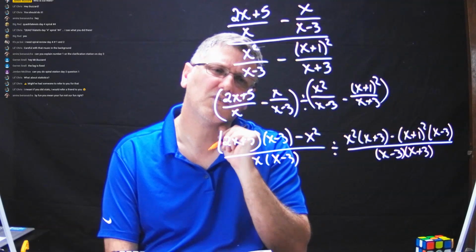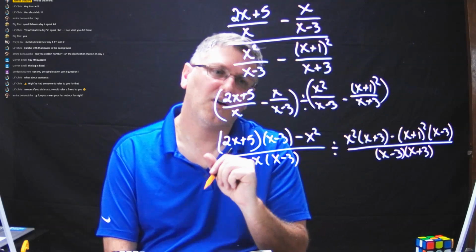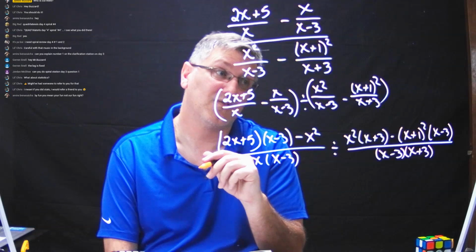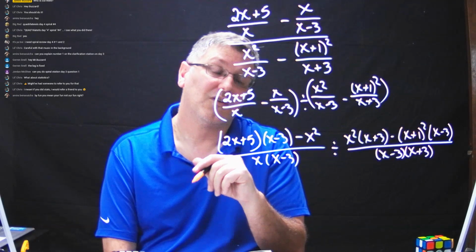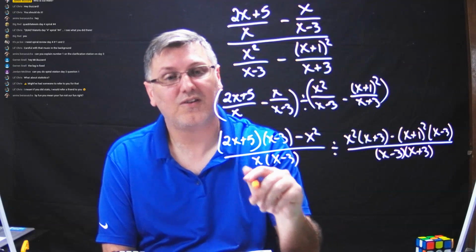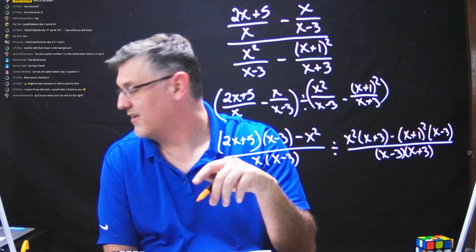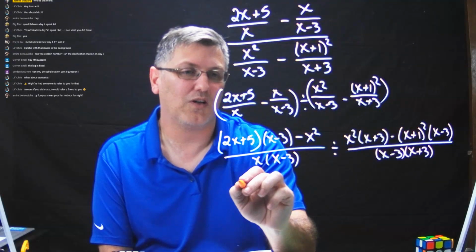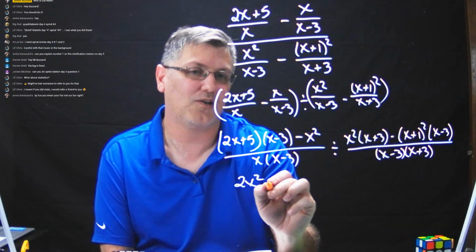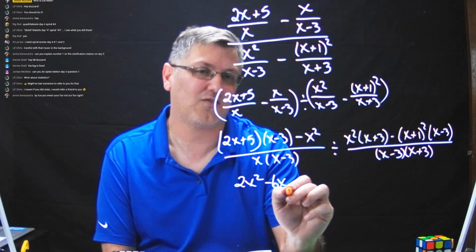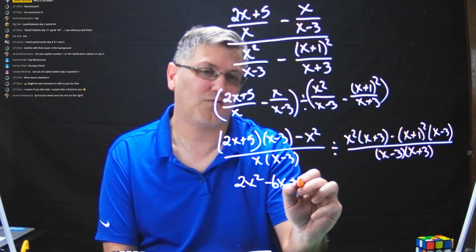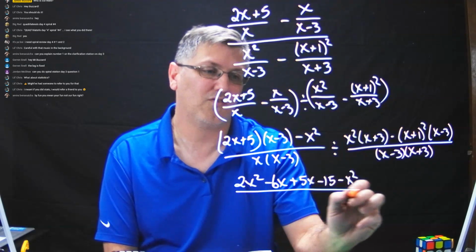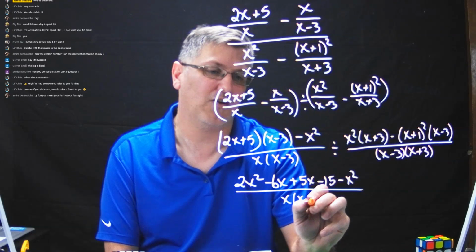All right, I want to see one thing that cancels. That's a plus. Man. Why'd I do this to y'all? Here we go. I'm just going to distribute everything on top. So I'm going to get 2x squared minus 6x plus 5x minus 15 minus x squared. This is going to be over x times x minus 3.